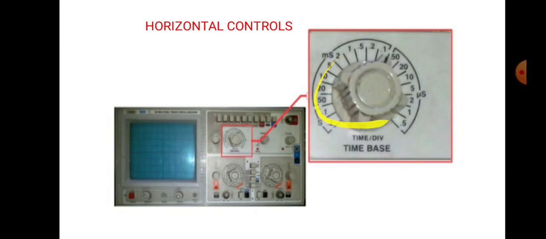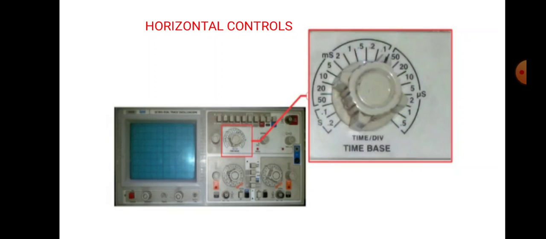This is the sweep time, we can also call it the time base or sweep time. The sweep time per centimeter variable option provides continuously variable sweep rates, when the calibrated position is fully clockwise. This is the calibration, completely clockwise.